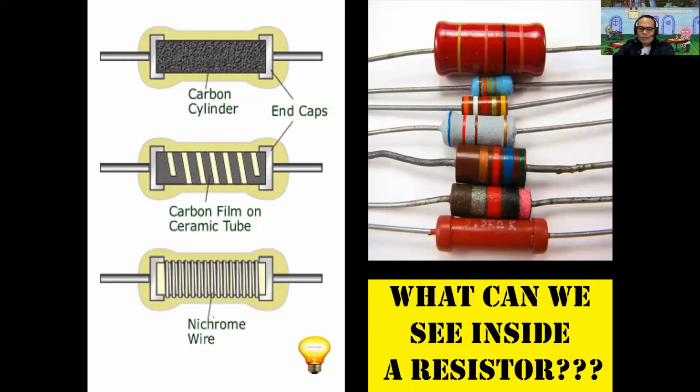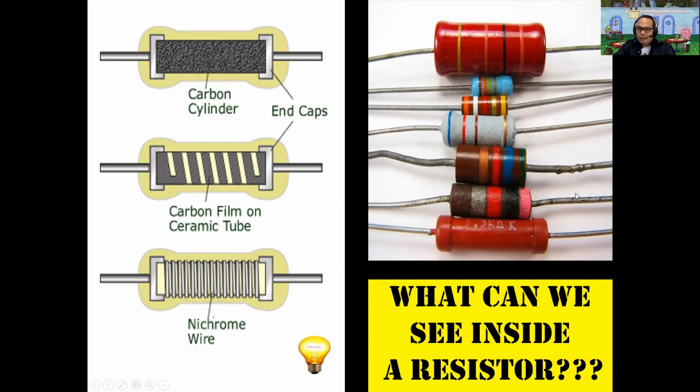Okay, so what can we see inside a resistor? Typically, these are resistors. I think you've seen this previously. If you open that, you're expected to see a carbon cylinder, or a carbon film on a ceramic tube, or a nichrome wire inside. So there is a variety of sizes, shapes, lengths, and colors, but there's also a variety of what's inside each resistor.